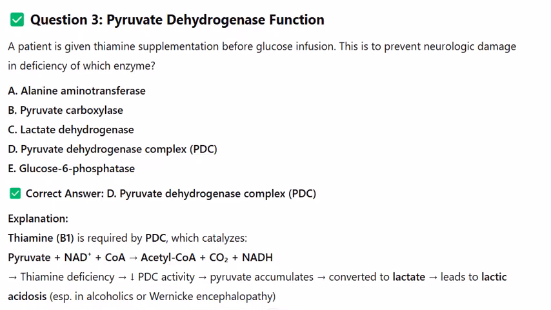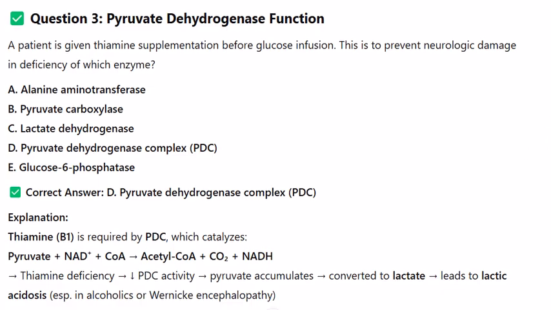Pyruvate dehydrogenase complex, PDC. Explanation. Thiamine, B1, is required by PDC, which catalyzes pyruvate plus NAD plus CoA to acetyl-CoA plus CO2 plus NADH. In thiamine deficiency, PDC activity decreases, pyruvate accumulates and is converted to lactate, leading to lactic acidosis, as seen in alcoholics or Wernicke encephalopathy.